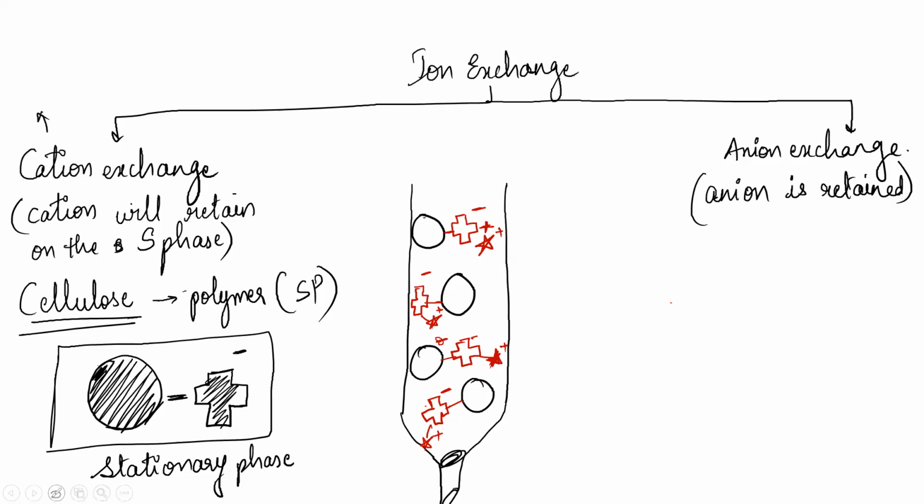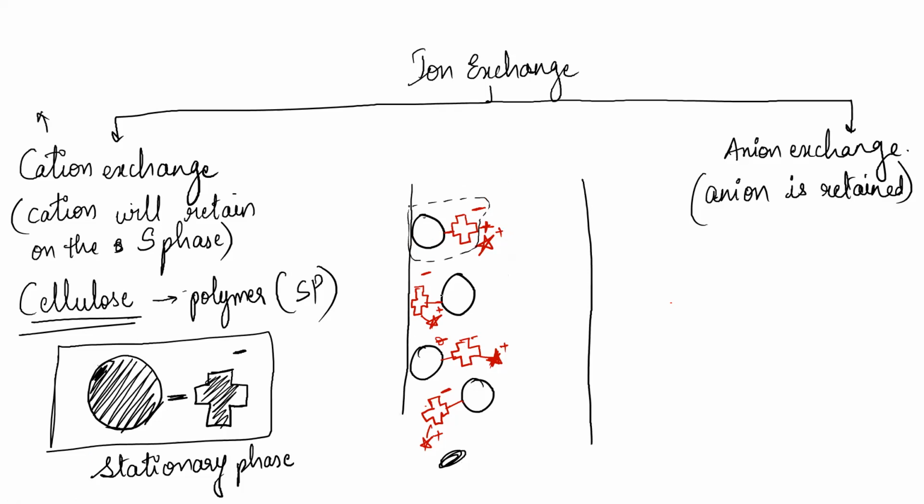Now let me just increase the border of the column. This is like a, I'm going to draw it like this. Okay, this is your column. So this is going to be your one unit. This is your stationary phase, the circle and the big plus sign. This is your one unit. This is going to be your stationary phase, and the attached star shape is an ion which is positively charged.